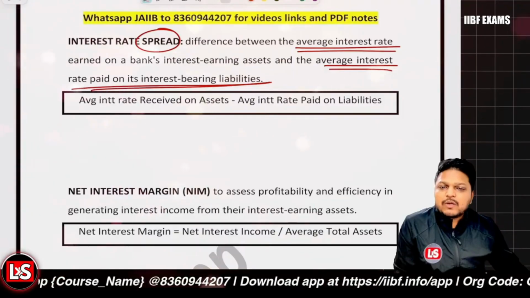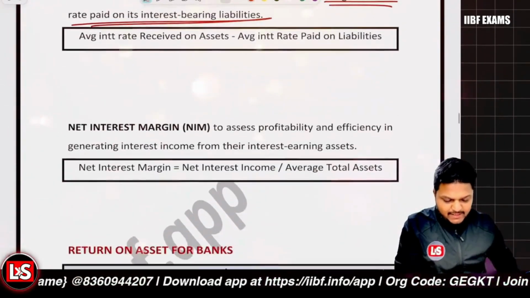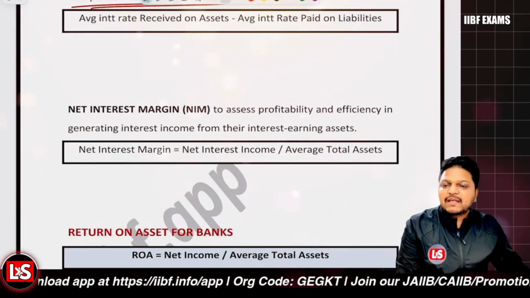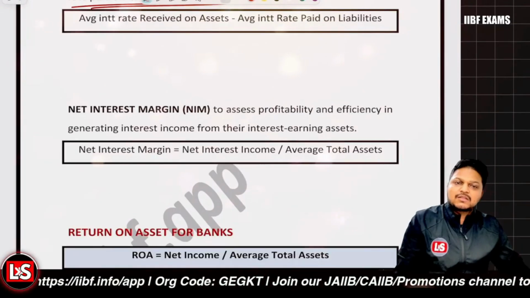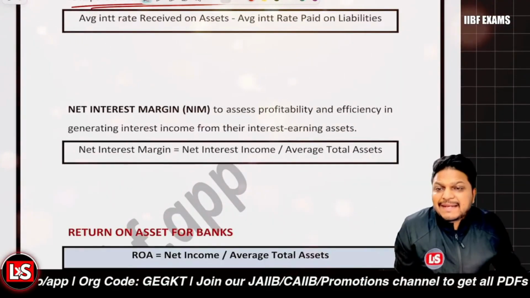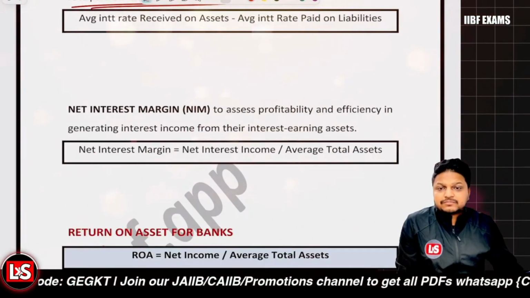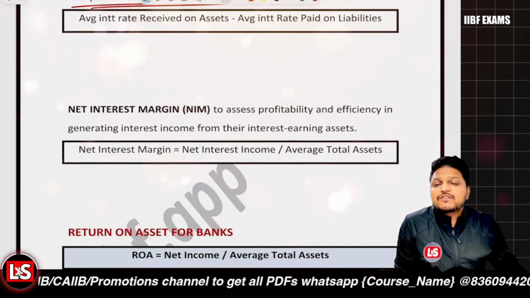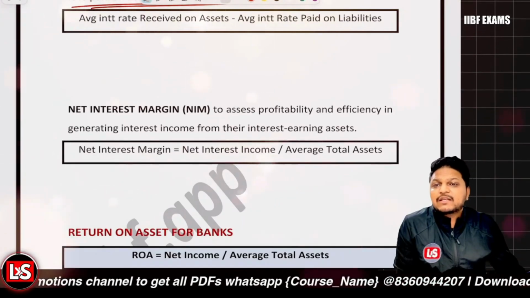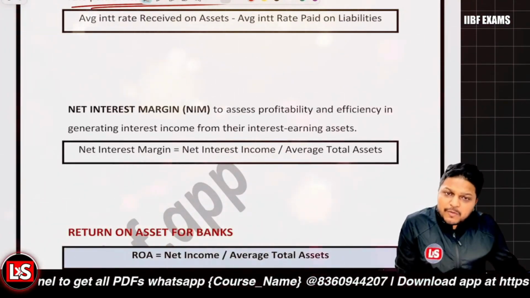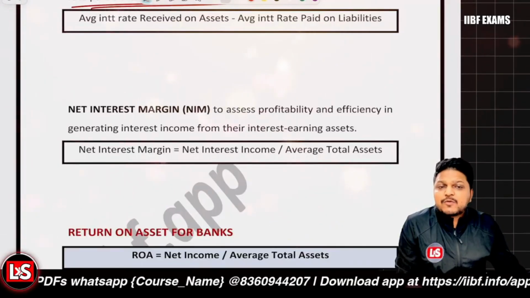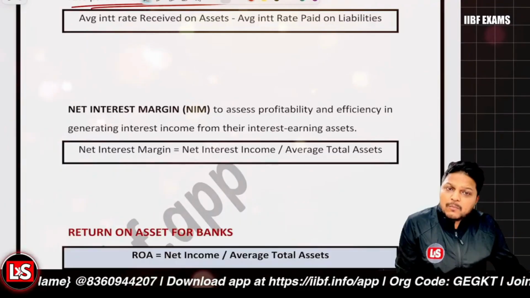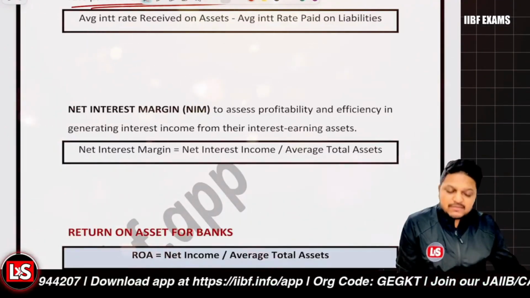And there is one more important term, that's the NIM, that is net interest margin. See, the net interest margin is there to assess the profitability and efficiency in generating interest income. This is also a profitability ratio. And this is about the difference between the interest income generated by the banks and the interest paid on the borrowings, relative to the earning assets.